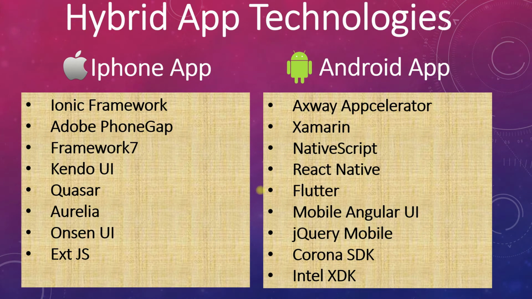Now there are various technologies used for hybrid app development. In this picture, we will have some application, for the iPhone app or Android app. I'm showing it here so that with these hybrid application technologies I have listed, you develop once and you can use the app on both platforms at once.